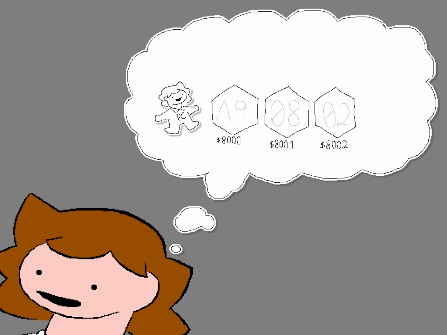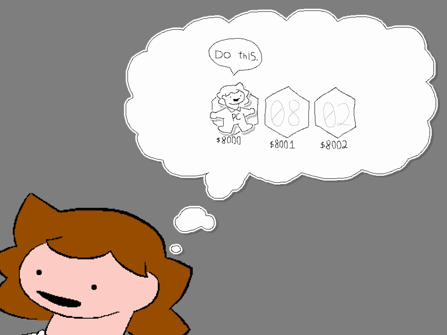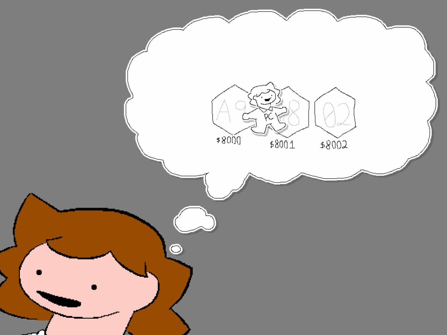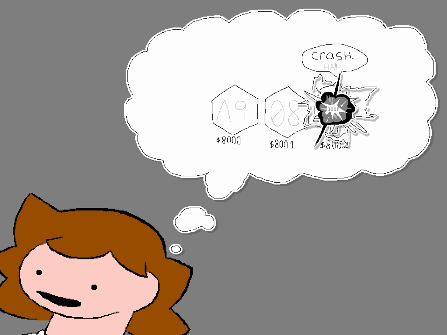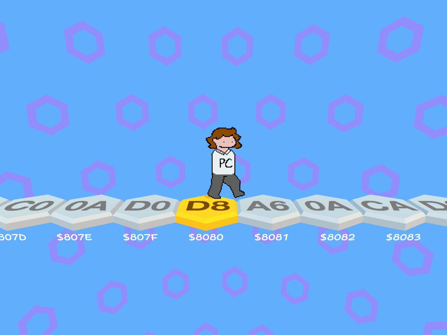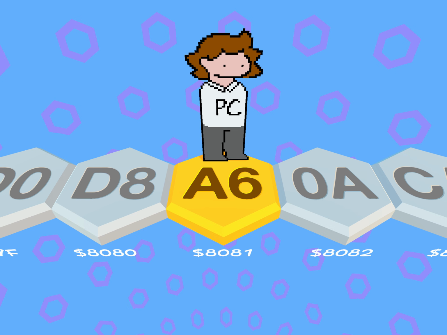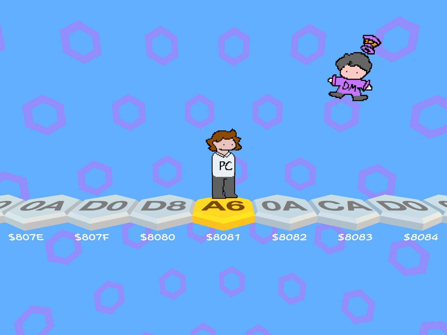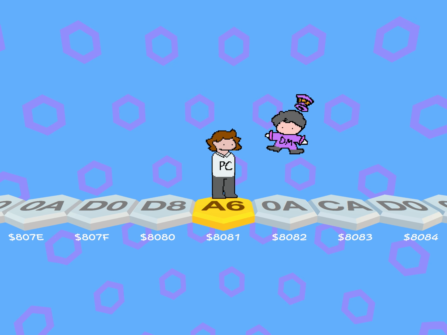The way this board game works is incredibly simple. The player advances to the next tile, and the value on the tile refers to an instruction. You do the instruction, then advance to the next tile. This process repeats forever or until the game crashes. Let's see an example. The player advances to the next tile, A6. Luckily, you don't need to know what that value means. That's what we have the Dungeon Master for.